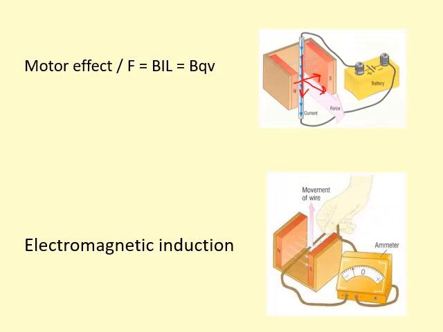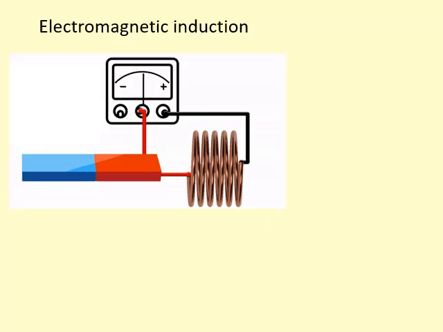Now what we're going to talk about is electromagnetic induction. In this case, there's a field already there as well, but there's no current yet, and it's actually us who's going to apply the force. We're going to move the wire in or out of the field, cutting the field lines, and this will induce an EMF which will produce a current. So as you can see, in electromagnetic induction we're producing, or inducing, a current, while in the motor effect the current was already there and we produced a force.